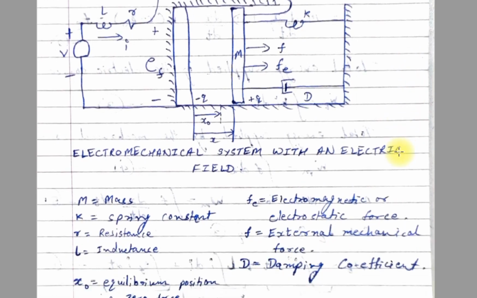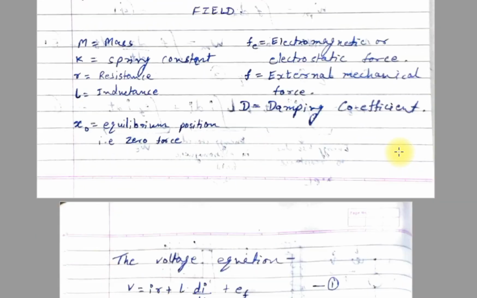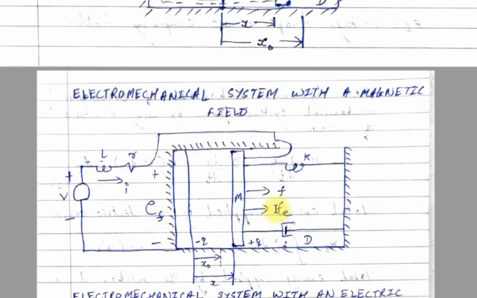So here let us move ahead and see. Okay, we did not discuss two terms, that is F and Fe. F is nothing but the external mechanical force which is applied, whereas Fe is the electromagnetic, or it can be electrostatic force as well.